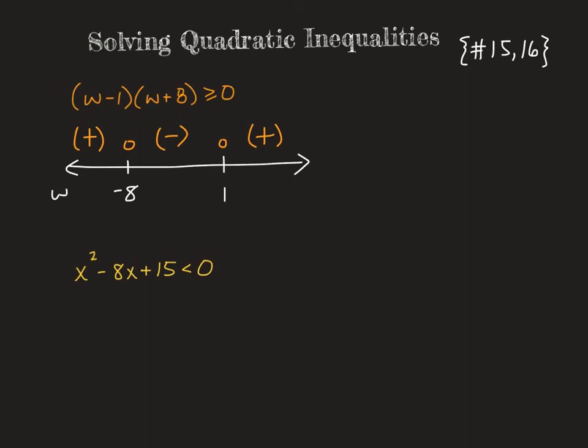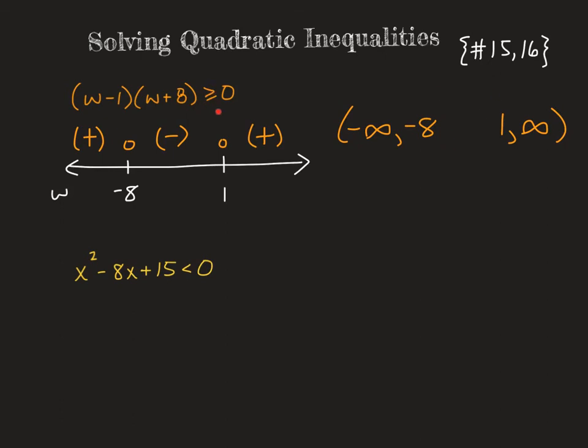So our final answer is everything that lies on this interval and this interval. Those intervals are negative infinity up to negative 8, and 1 all the way to infinity. Now, what type of thing should I put around negative 8 and 1? Do I put open parentheses or do I put closed brackets?